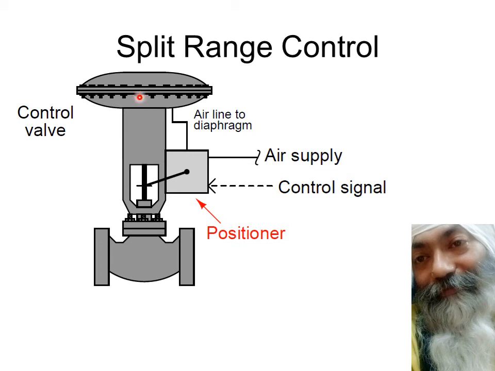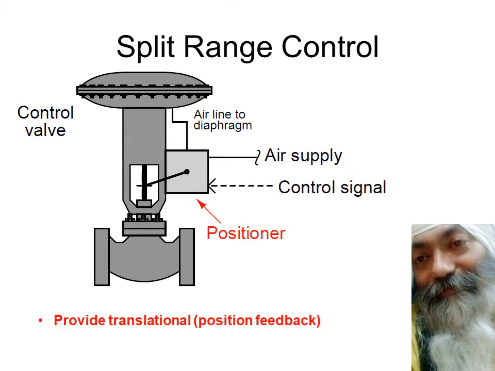This is the dome of the valve. In that case, it gives the volume amplification, meaning the flow rate of this will be much higher than the flow rate of the flow which is coming from the control signal. So these are the three major roles which are played by the valve positioner.